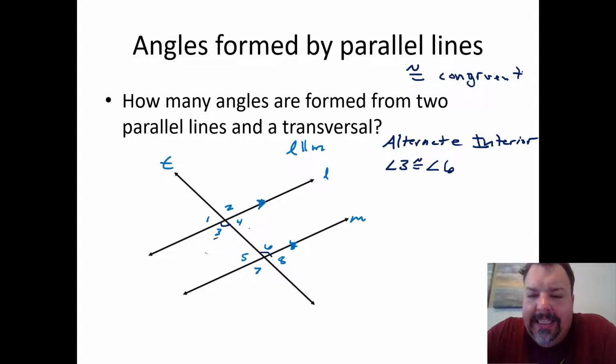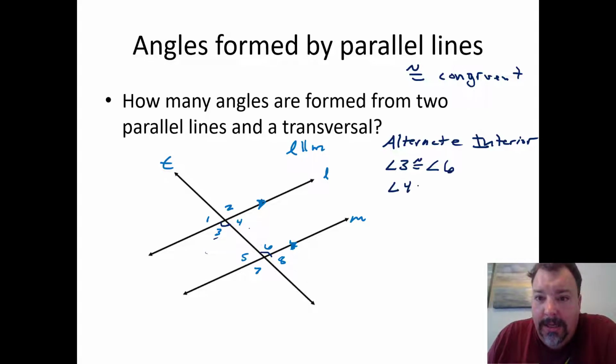So angle 3 is congruent to angle 6. Those are alternate interior angles. We got another pair of alternate interior angles. Which ones would those be? Well, again, we said they're inside. So what's another angle that's inside? We got angle 4, and the alternate interior angle to angle 4 would be angle 5. And again, those two angles, 4 and 5, are going to be congruent. And those are the only ones that are inside the parallel lines.